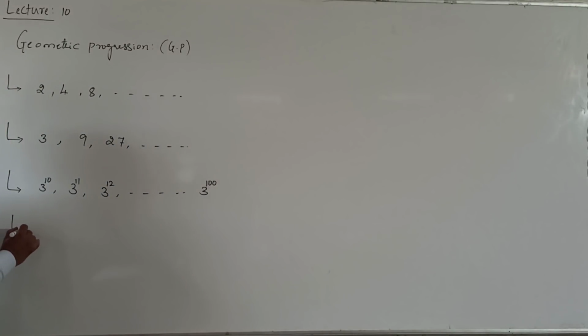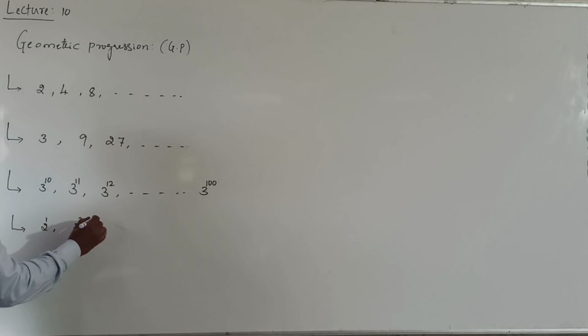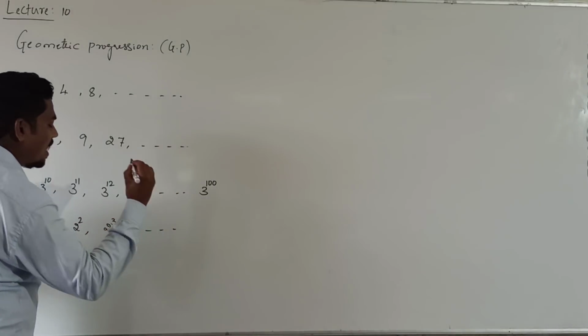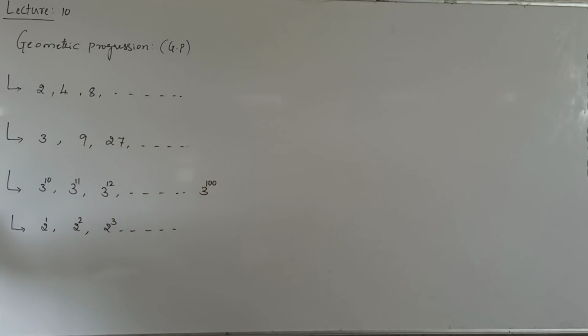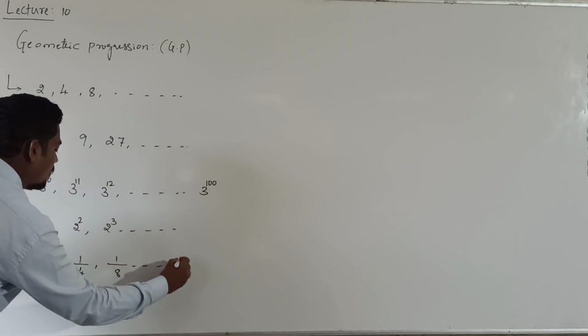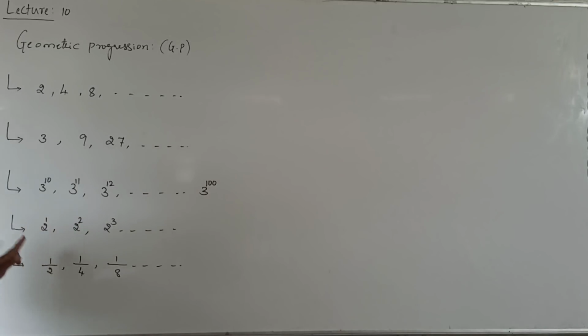One more example: 2 power 1, 2 power 2, 2 power 3 and so on is a geometric progression. Next, 1 divided by 2, 1 divided by 4, 1 divided by 8 and so on. It is also a geometric progression.